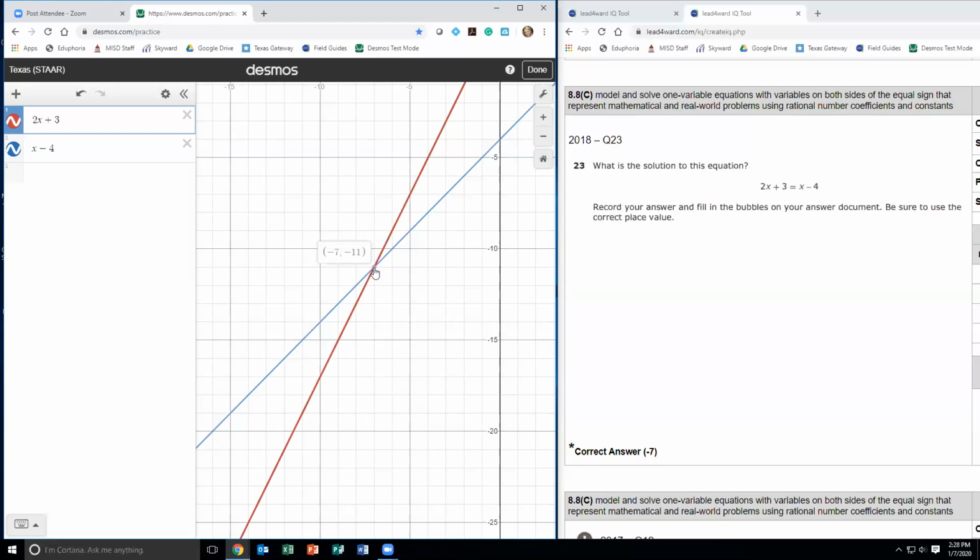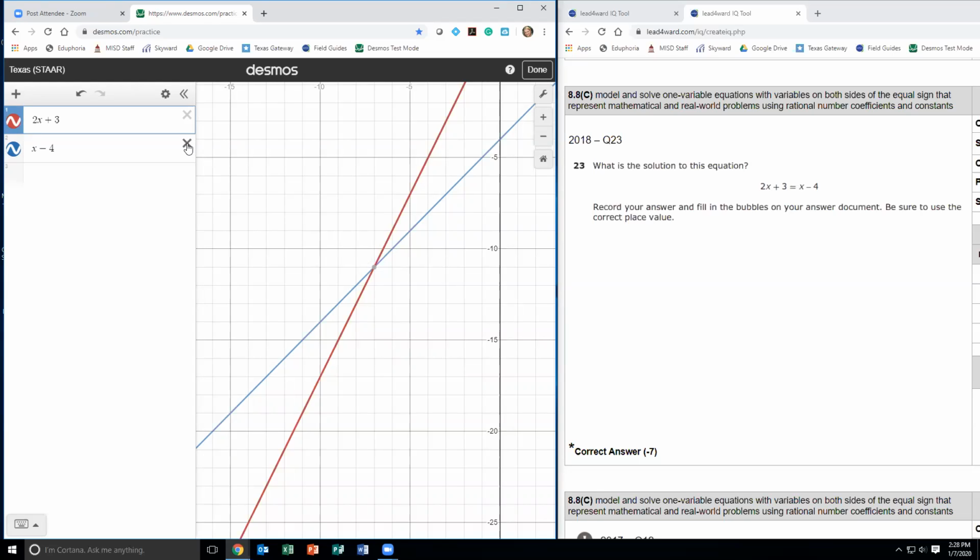Yes, I have an X and a Y. I don't need the Y in this case. I'm just looking at what X makes these two equations equal. Here, very easily, they could see -7. That's my answer. Bubble it in, and our kids are well on their way to being successful on the 8th grade STAR test. So that's just a little side note, not really what we're here for.